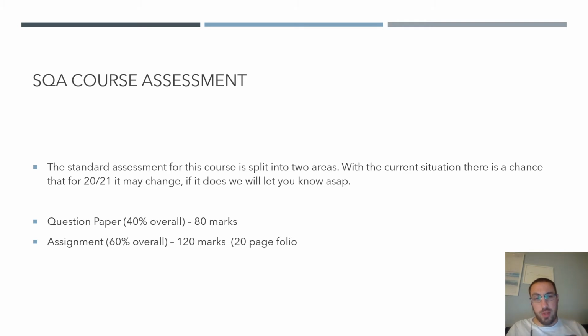So we've got the question paper, which is 40% of your overall grade, and that's worth 80 marks. Then we've got the assignment task, which is 60% of your overall grade, and that's 120 marks. It's a 20-page folio where you also get to produce mechanical models and things. The exam is a 2.5-hour exam, but I've not written that on here. So those are the two elements that we're building up to for assessment for the course.